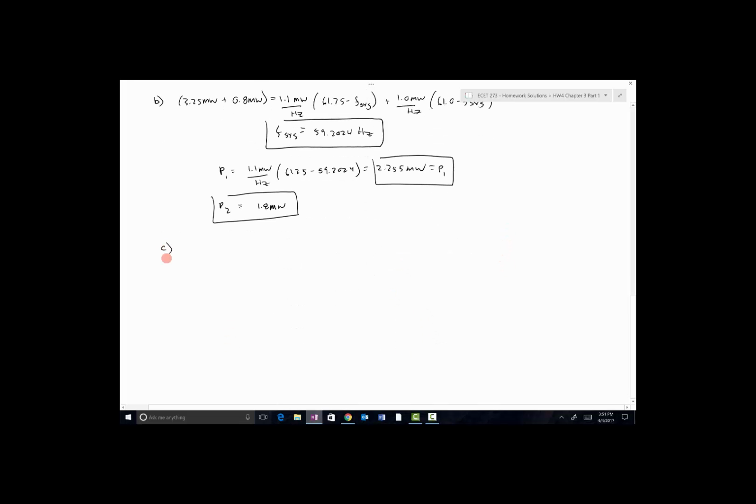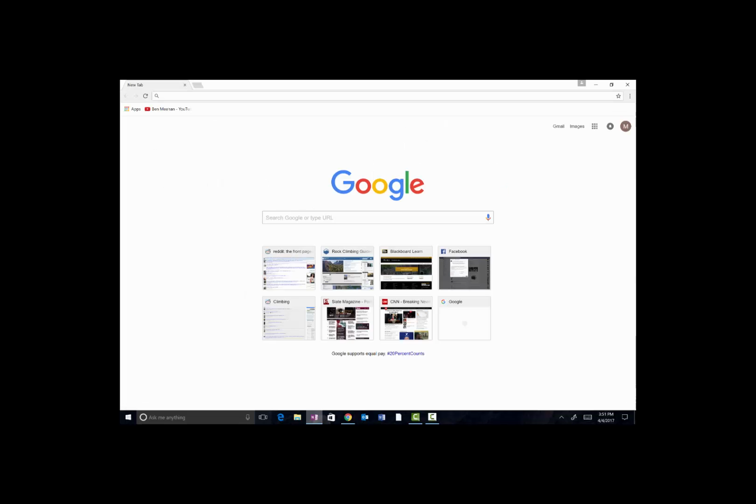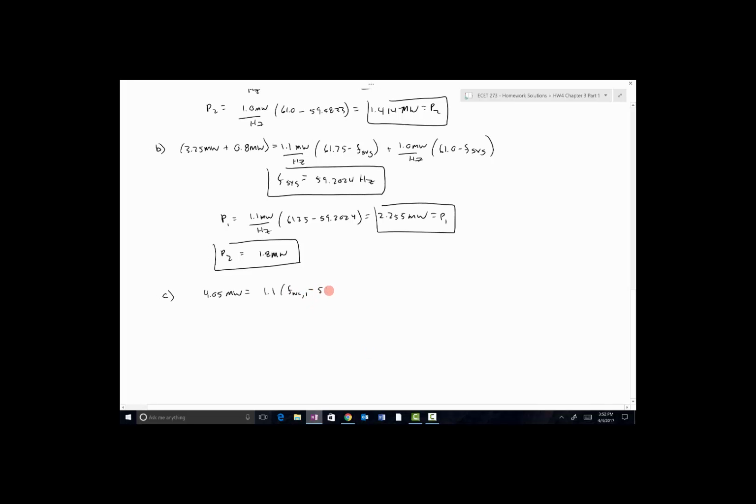In part C, we were asked to adjust the no-load set point of Gen 1 to get the system frequency back to 59.5833. And so that's this: 4.05 megawatts is equal to 1.1 times no load 1. That's the variable we're changing, the Gen 1 set point. So solving this equation for the no load set point, we get 61.9675 hertz. And if we do that, that will adjust the total system frequency back to this value right here.